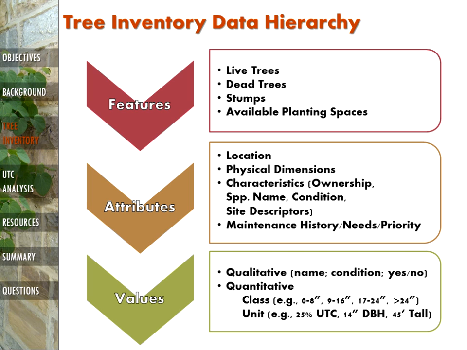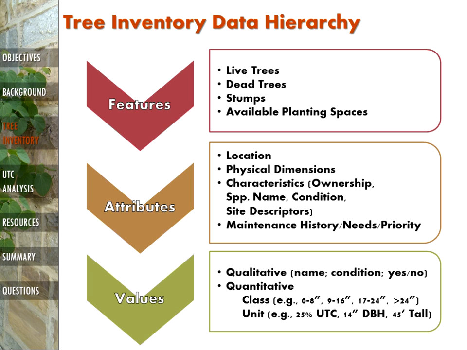The features are the things that you are observing and attempting to characterize. So in most cases, it's going to be just live trees. But depending on the aim of your assessment, it might be live trees and dead trees. Or it might be live trees, dead trees, and stumps. And to take it a step further, you may even want to understand not only what I have in terms of trees, but also what I could have. So you might also be inventorying available planting spaces. So the features are the things that we're inventorying.